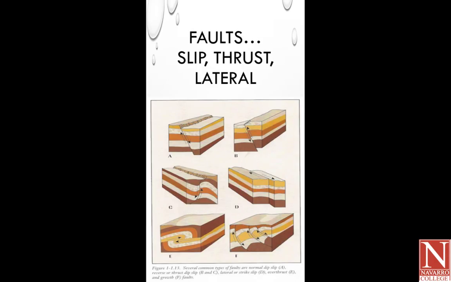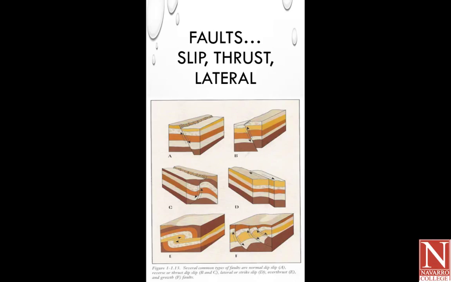Now next you have faults, slips, thrusts, and laterals. So the main thing I want you to remember about a fault is it's a big crack. When those plates move and they hit each other, they make big cracks in the ground. So a fault can be a crack in the ground. It can be a slip, as in A, where it just slipped down, and then a thrust if one part is higher than the other.